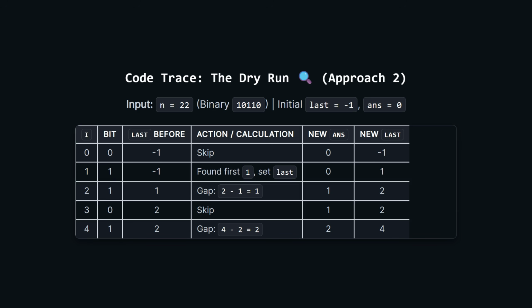Let's quickly trace the number 22 with this new code. At position 0, we see a 0, so we skip. At position 1, we find a 1. Our last variable is -1, meaning it's our first time seeing a 1, so we just update last to position 1. At position 2, another 1. We subtract our last position, which is 1, from our current position 2, giving a gap of 1. We update last to 2, we skip position 3. At position 4 we find our final one. 4 minus 2 gives us a gap of 2, which beats our old answer, so 2 is our final result.